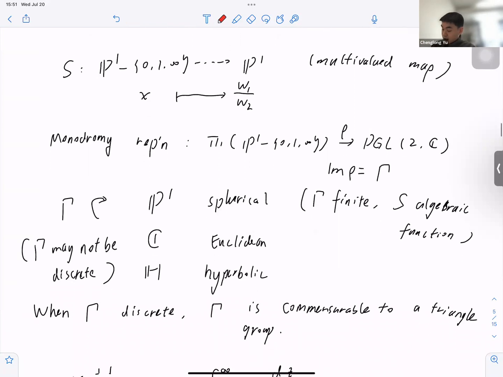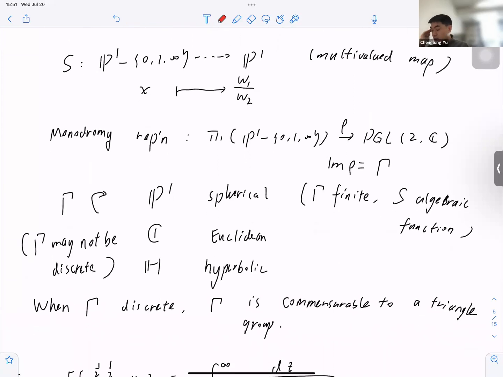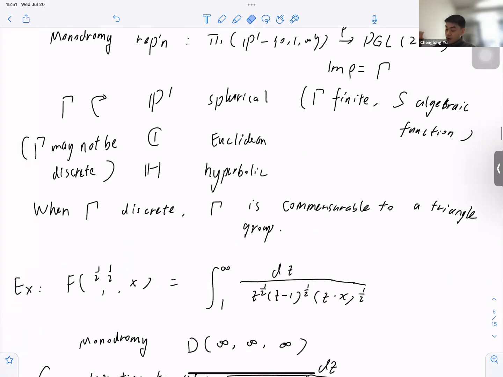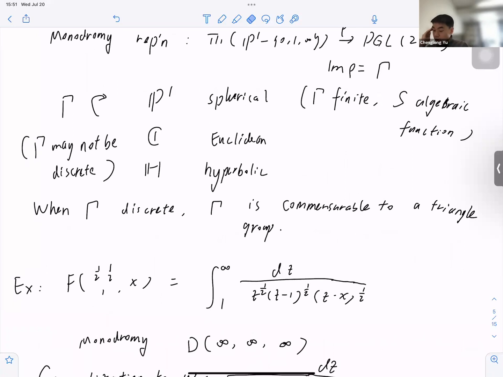And when this is discrete, gamma is always commensurable to a triangle group. So essentially, we can reduce everything to some basic cases, and those basic cases also correspond to the previous classification of triangle groups. So one example is also from the theory of elliptic curves.